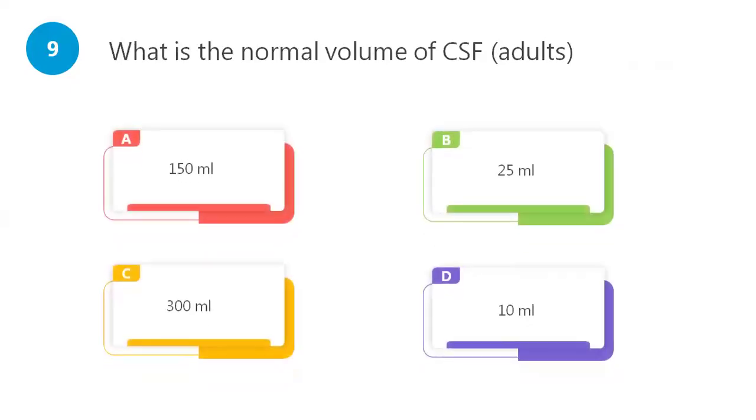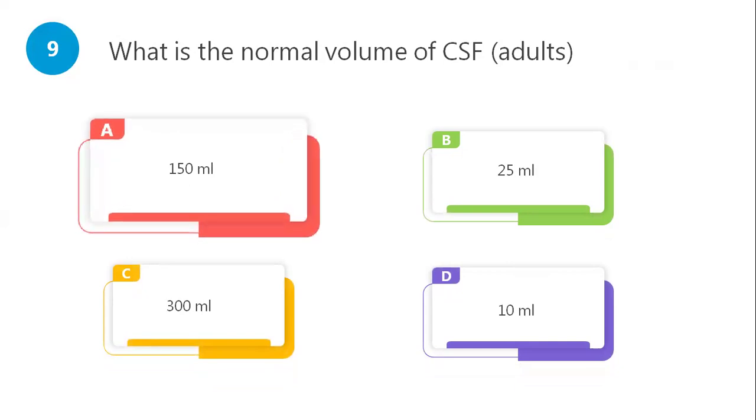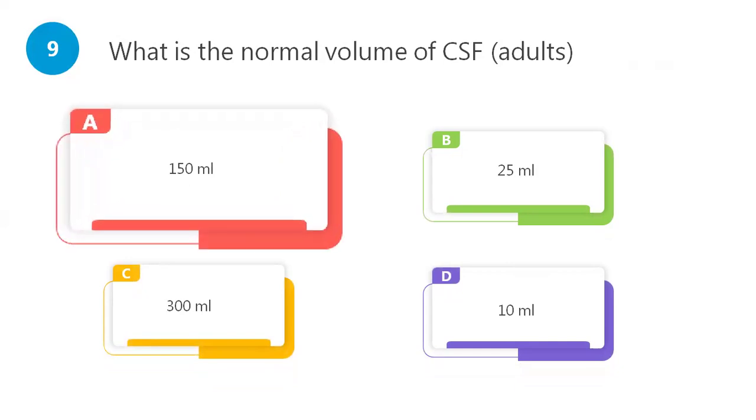Option A, 150 ml. Option B, 25 ml. Option C, 300 ml. Option D, 10 ml. Here the right answer is option A, that is 150 ml. The total volume is between 120 to 150 ml, and there is no 120 to 150 in these options, so here we can consider 150. Normal CSF volume is 120 to 150 ml.